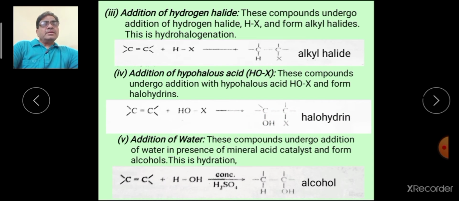Then the next addition is addition of a water molecule. These compounds undergo addition of water in the presence of mineral acids as catalysts and form alcohols. Here the alcohol is formed. This is the reaction, addition of water in the presence of mineral acid, addition across the double bond, alcohol is formed. This is the alcoholic OH group.